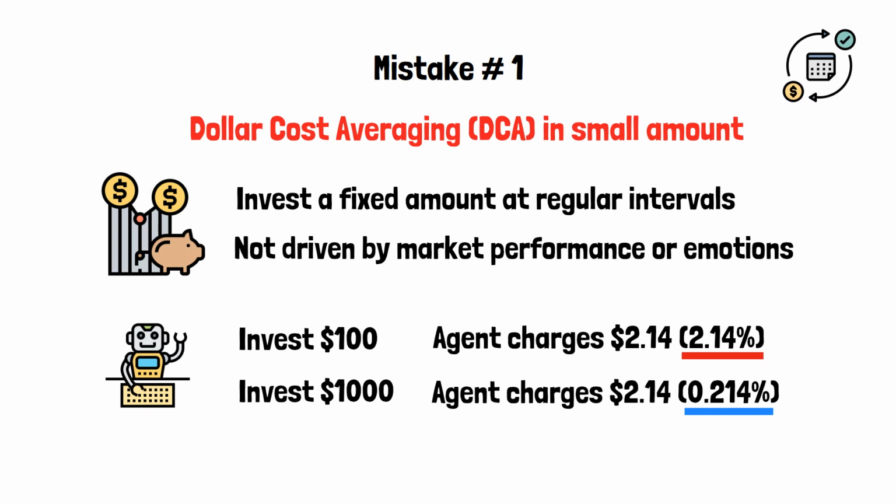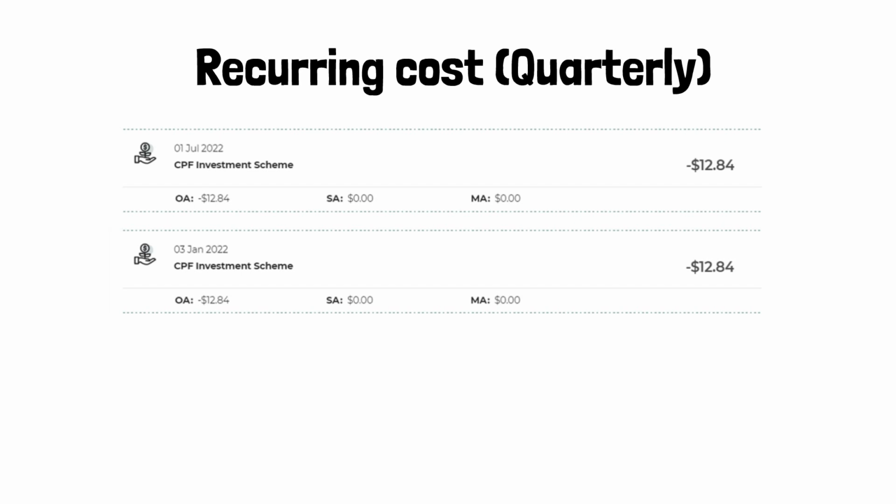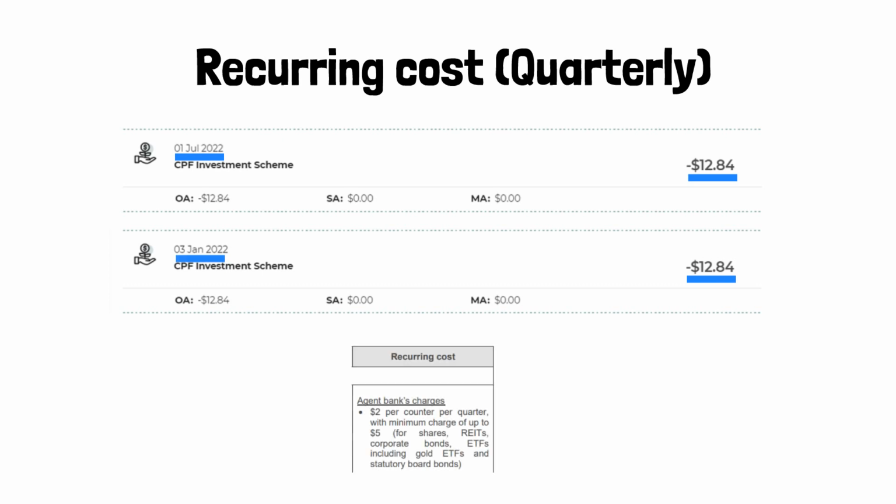Moving on to my next finding. As I scrolled through my transactions, similarly I noticed $12.84 being deducted every quarter. After some investigation, I found out that there is a recurring cost of $2 per counter every quarter, with a minimum charge of $5 for shares, REITs, corporate bonds, ETFs including gold ETFs and statutory-board bonds.